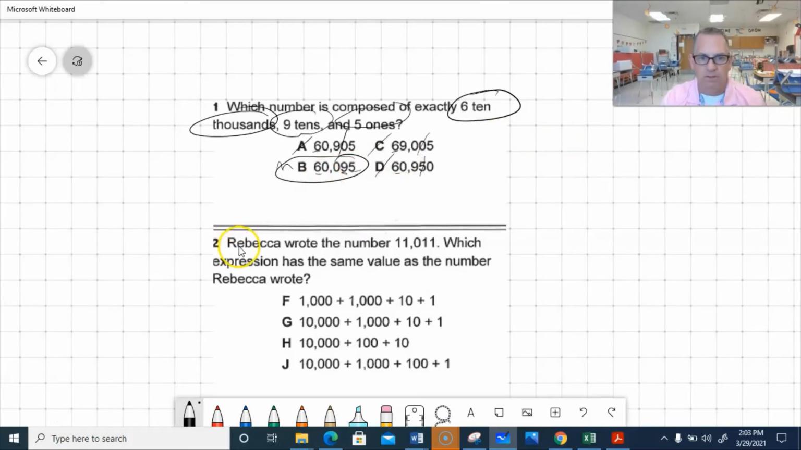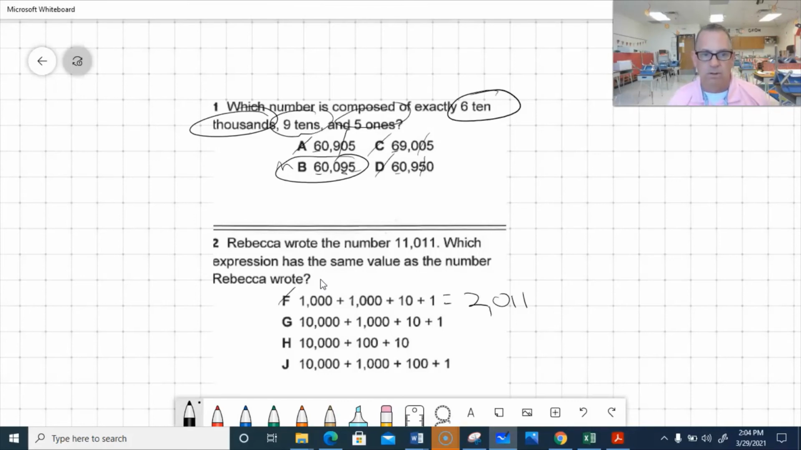The next one, it says, Rebecca wrote the number 11,011. Which expression has the same value as the number Rebecca wrote? So we basically just go through here and write down the value of each one of our answer choices. Answer choice F. What's the value of answer choice F? I see 2,000s. I see 110 and 1 and 0 hundreds. So that would be 2011. That one does not work.